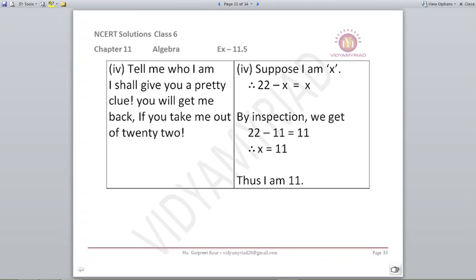Tell me who I am. I shall give you a pretty clue. You will get me back if you take me out of 22. That means that it should be a same number. So if that number is x, I should get away from 22. So 22 minus x should be equal to that x. Now what can be that x? That will be only 11, because 11 plus 11 is 22. So if I take away 11 from 22, my answer remains the same as 11.